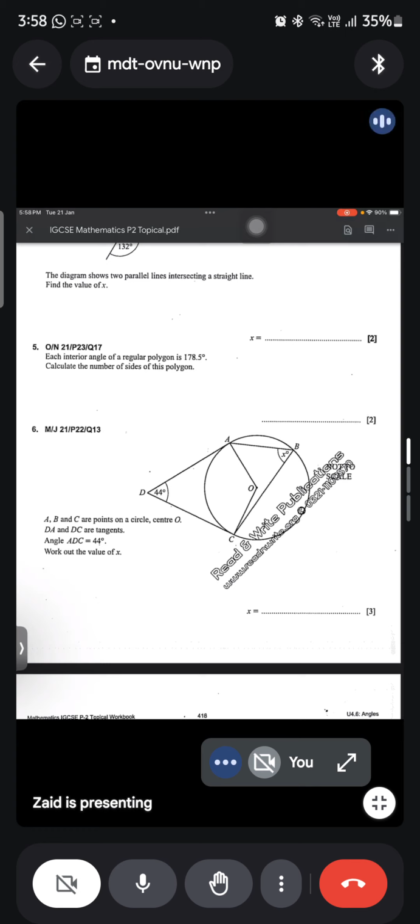Can anyone tell me, is OA a radius? Yes sir. And is AD a tangent? Yes. So what is going to be angle OAD? No, the radius is perpendicular to the tangent. So angle OAD is going to be 90. Yes, 90.